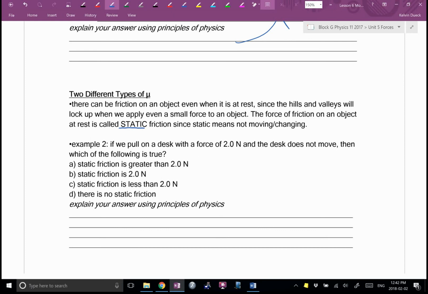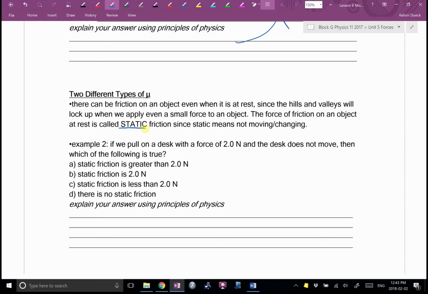Here's my desk. If I pull on this with exactly 2 newtons and the desk does not move, which of the following statements is true? A, static friction is bigger than 2 newtons. B, static friction is exactly 2 newtons. C, static friction is less than 2 newtons. D, there is no static friction. You know what? Since there's choices, we get to vote. How high we hold our hand up is how sure we are of the answer. So up here, I'll pull on my desk.